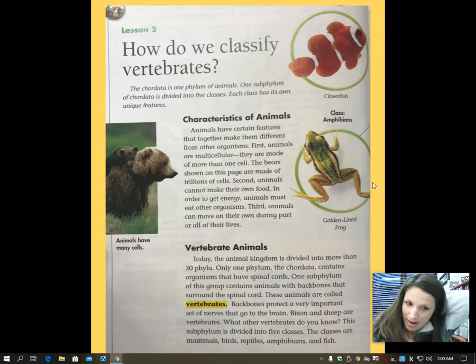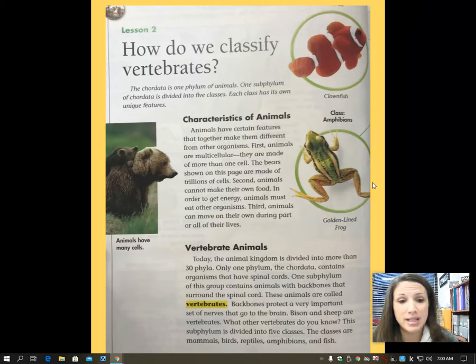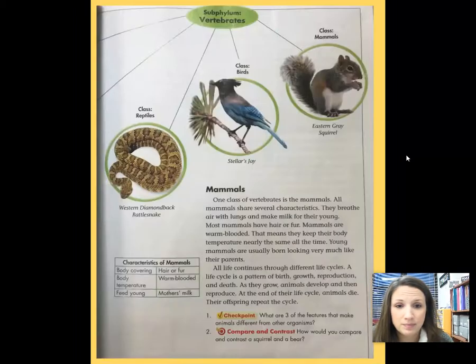If you feel on the back of your back, that is your vertebra. So you are a vertebrate. You have a backbone, and it protects your spinal cord. These animals are called vertebrates. Backbones protect a very important set of nerves that go to the brain. Bison and sheep are vertebrates. What other vertebrates do you know? This subphylum is divided into 5 classes. The classes are mammals, birds, reptiles, amphibians, and fish.